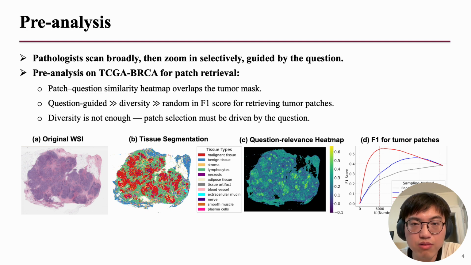Before designing our framework, we ran a pre-analysis on a TCGA breast cancer sample. Two findings here. The first is that the patch-question cosine similarity heat map closely overlaps with the tumor mask. And secondly, on the F1 curve for tumor patch retrieval, the question-guided selection method is better than diversity-based and random sampling-based methods across every token budget.